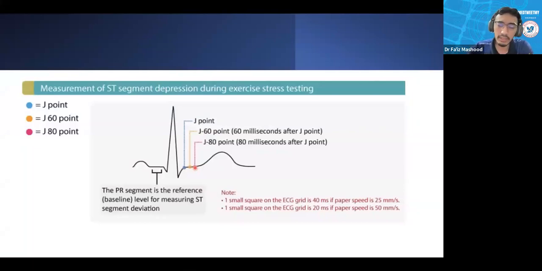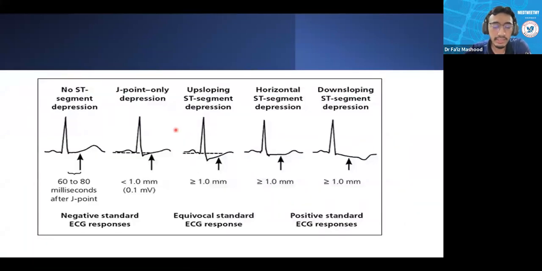So then, after we have our 80 milliseconds from the J point, in order to say it's an ST segment depression, it must be at least 1 small box. So for example, like this one, J point depression, maybe the J point is here, then 80 milliseconds is here. So we compare the distance between this point 80 milliseconds from the J point to the isoelectric line. If it's less than 1 small box or less than 1 mm, it's not an ST depression. It's just a J point depression, which is a negative ECG response. Okay, which could be a normal thing.